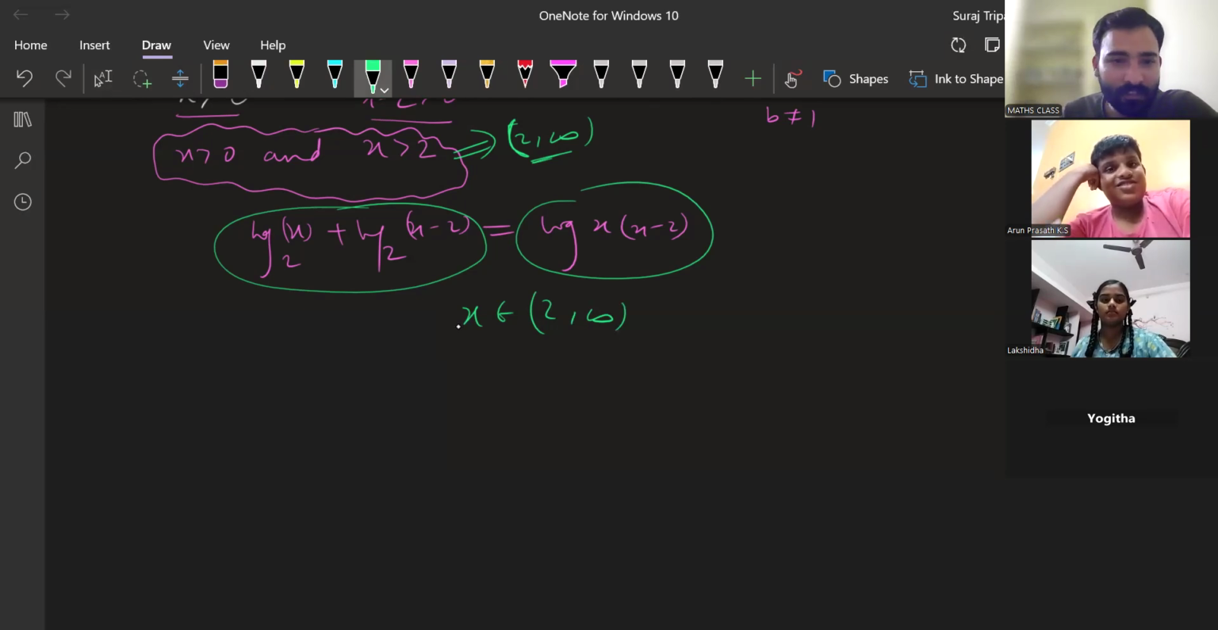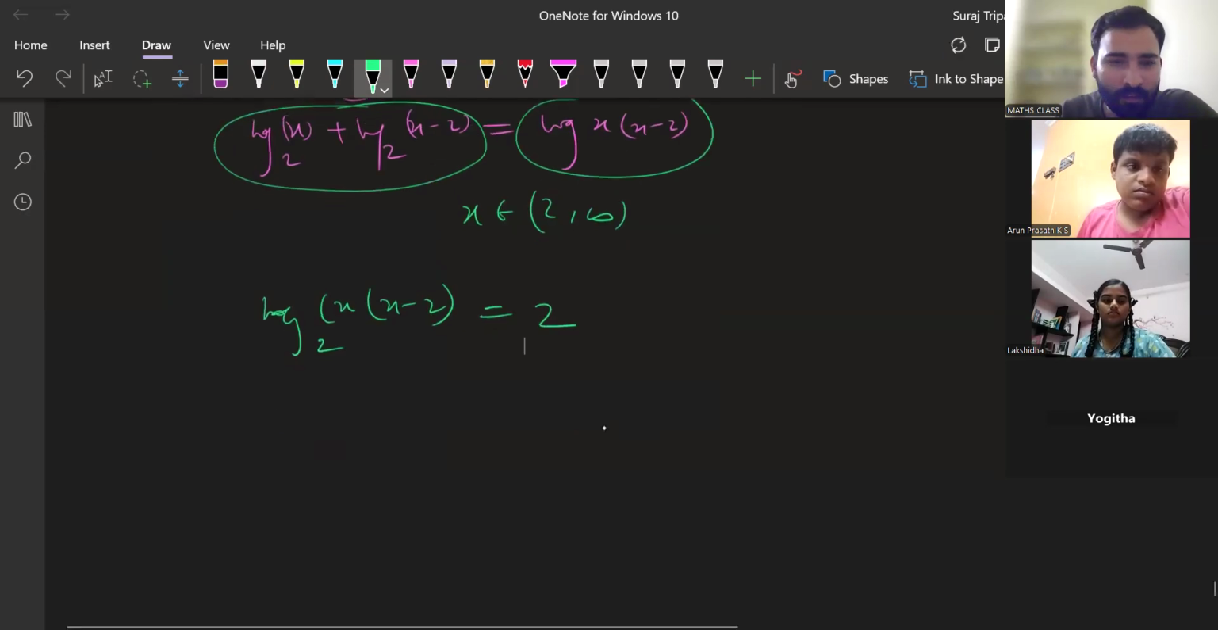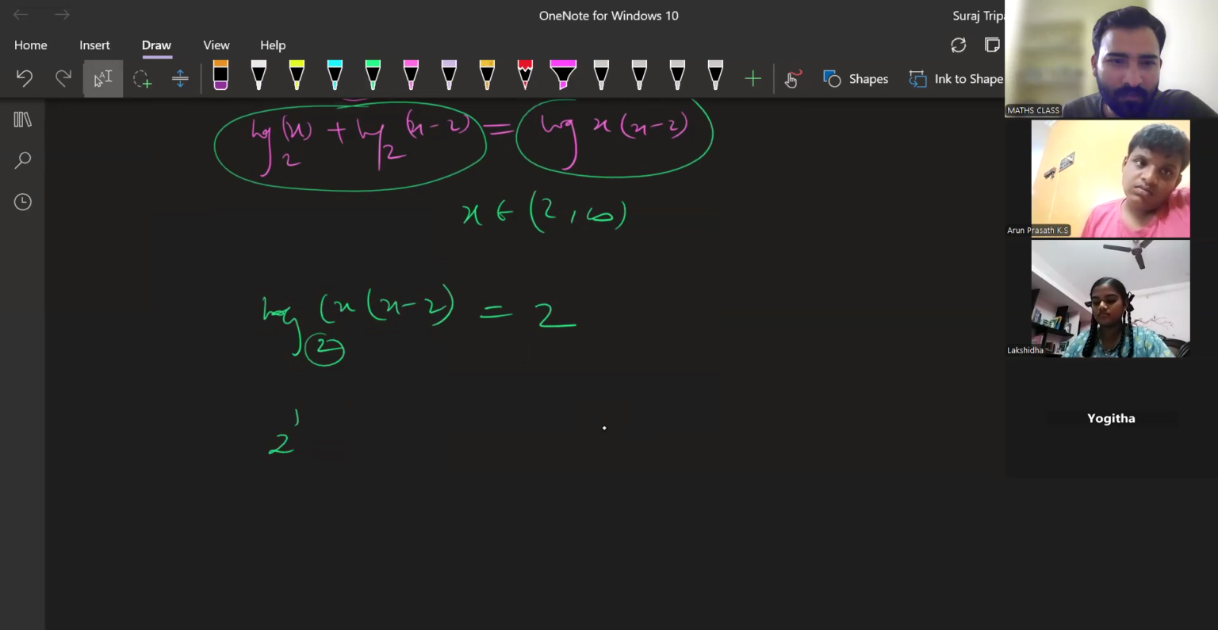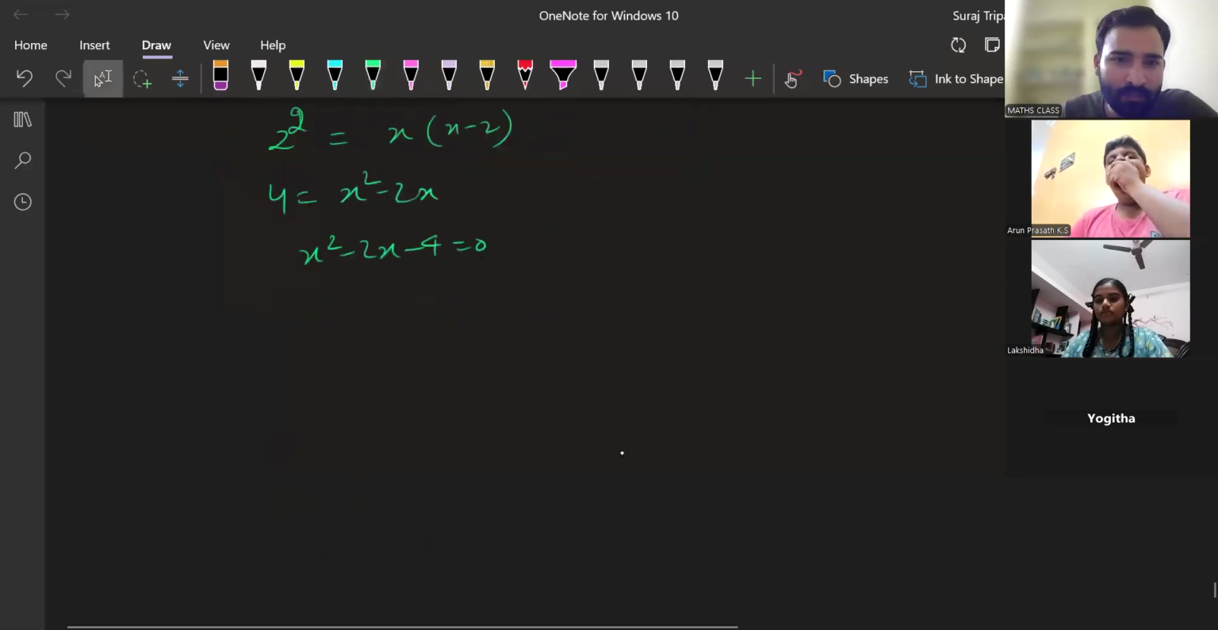So now we will solve this expression. So log of x into x minus 2 to the base 2 equals 2. This was the question. Now you can write this as base raised to this value of the log, which equals x into x minus 2. So now 4 equals x square minus 2x. So x square minus 2x minus 4 equals 0. So here you will get two answers.